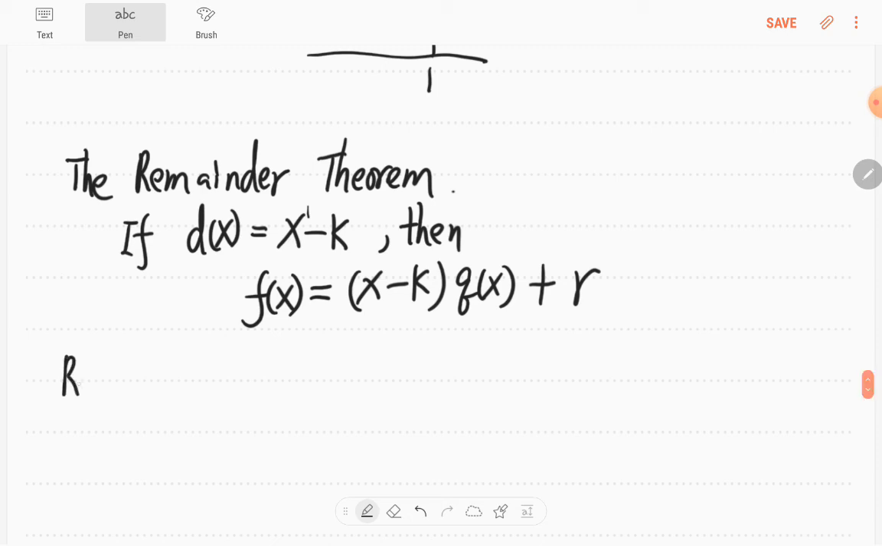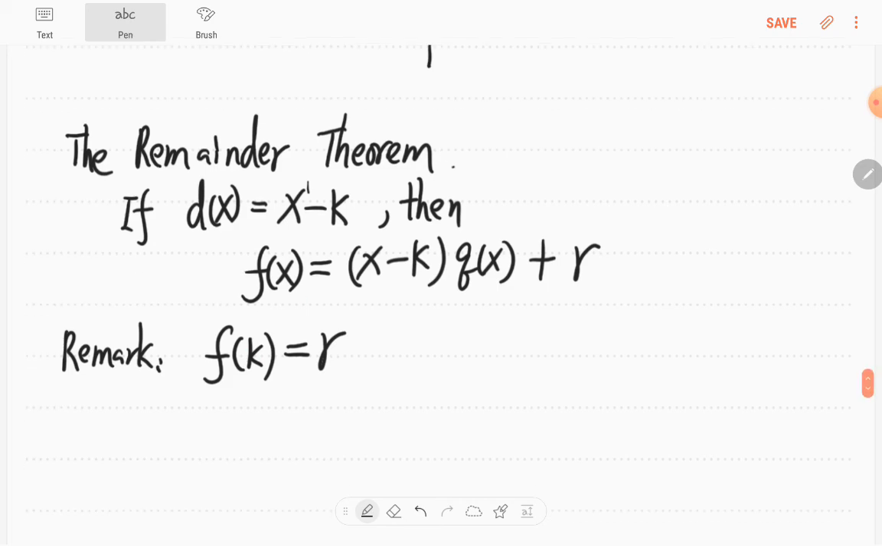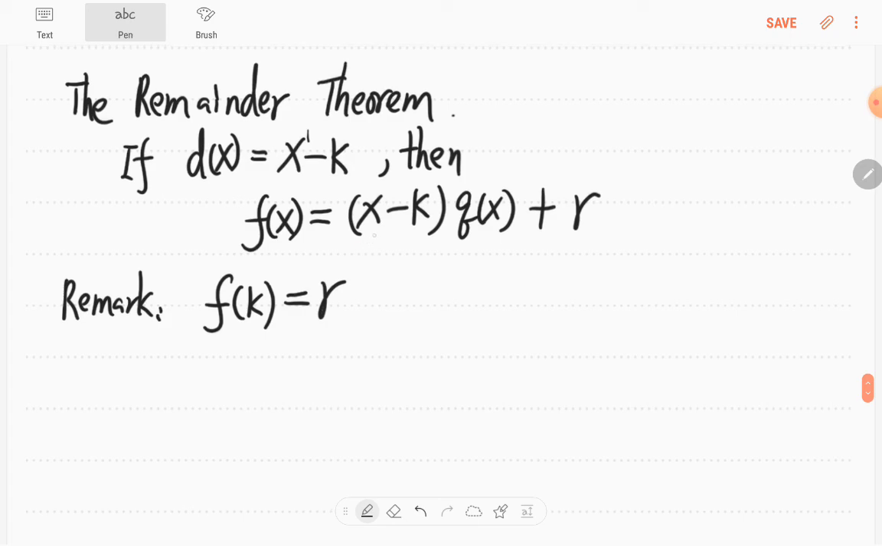And a remark, we notice that f of k is equal to this r. Actually, we can calculate this r quickly. We just plug k into f, then you can get r. You don't need to do the division to find r anymore, right? Because if you plug in k, replacing x with k, this term would be k minus k, which equals 0.